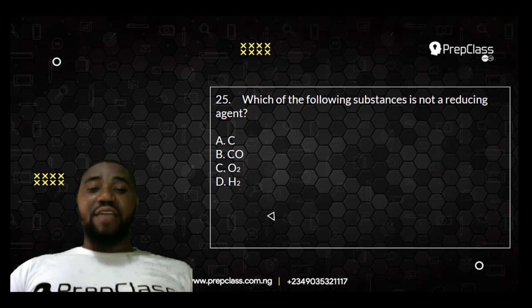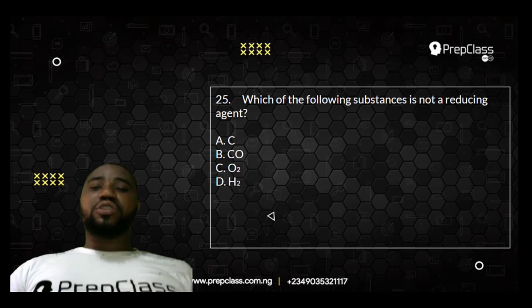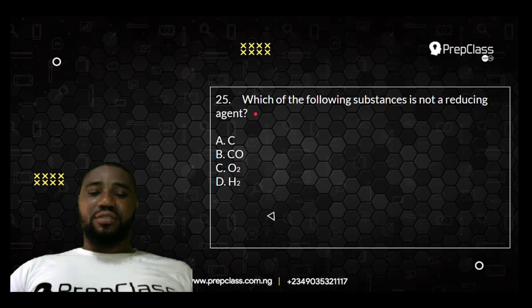Question number 25 and the last. Which of the following substances is not a reducing agent? They've given you carbon, CO, carbon monoxide, which is carbon(II) oxide, and oxygen and hydrogen. Out of all the substances listed here, the odd one out is oxygen, because oxygen is an oxidizing agent. So oxygen is not a reducing agent.